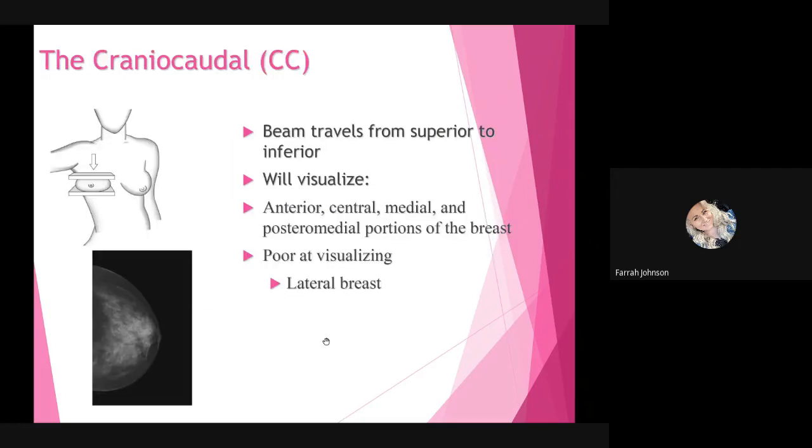Okay, so now we're going to talk about the craniocaudal or CC projection. The beam is going to travel from the superior aspect to the inferior, and in this view, we are going to visualize the anterior, central, medial, and posteromedial portions of the breast. This projection is poor at visualizing the lateral breast, which is why we complete the MLO projection. So this example is just showing you how the compression device is going to compress moving from the superior aspect to the inferior aspect of the breast. And your resultant image is going to look like this. So this is the medial aspect, this is the lateral aspect of the breast, and then your nipple is in profile.